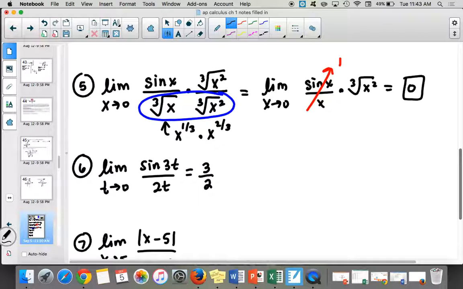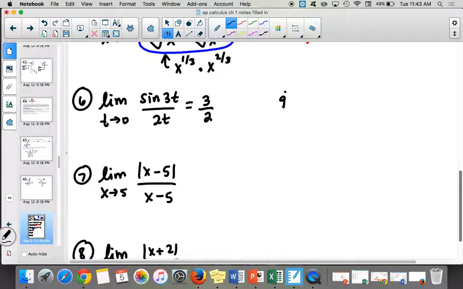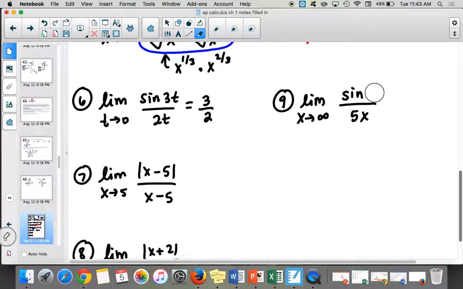I should probably add another one. I'm going to add a number 9 over here. What if I have the limit as x goes to infinity of sine of x squared over 5x? What do you think? Or even, let's not do sine of x squared. What if I did sine of 7x over 5x? What do you guys think?